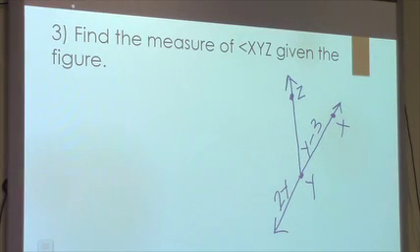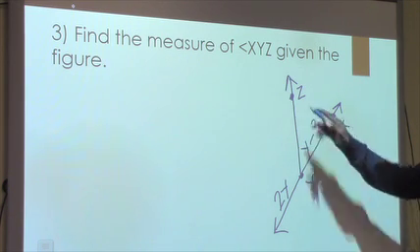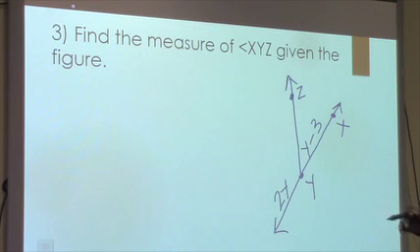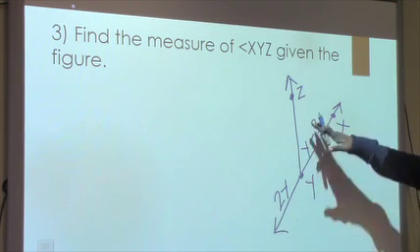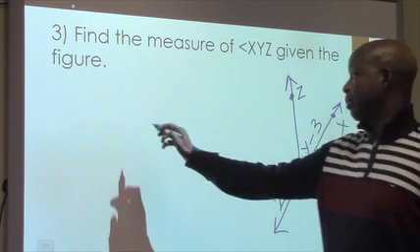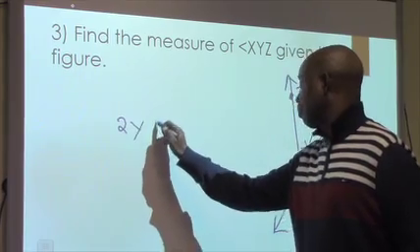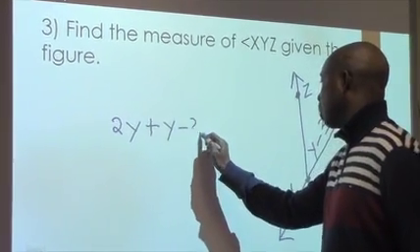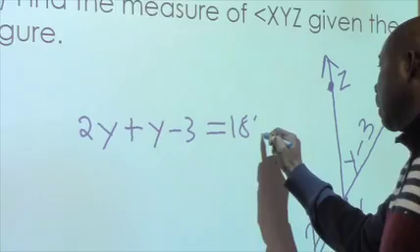In number 3, we're supposed to find the measure of angle XYZ. Now we have been given the representation of two angles here. The two angles we have here form a linear pair. They are adjacent. So what we need to do is to use the fact that linear pairs of angles are supplementary. So we set up 2y plus y minus 3 to be equal to 180.